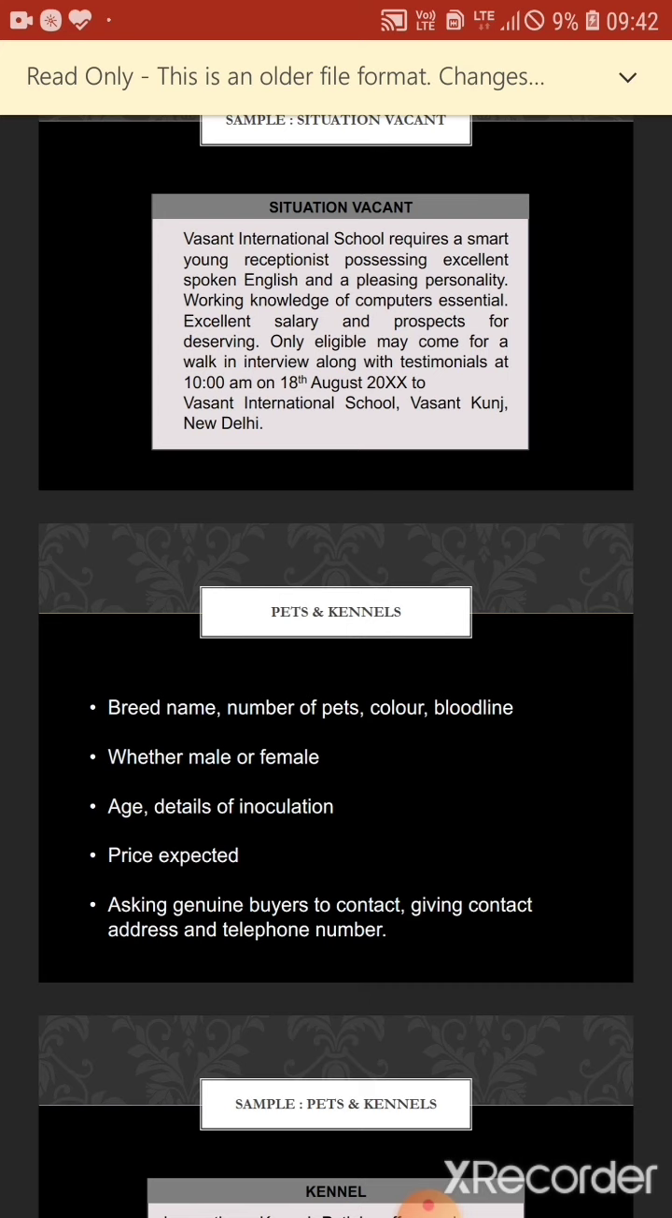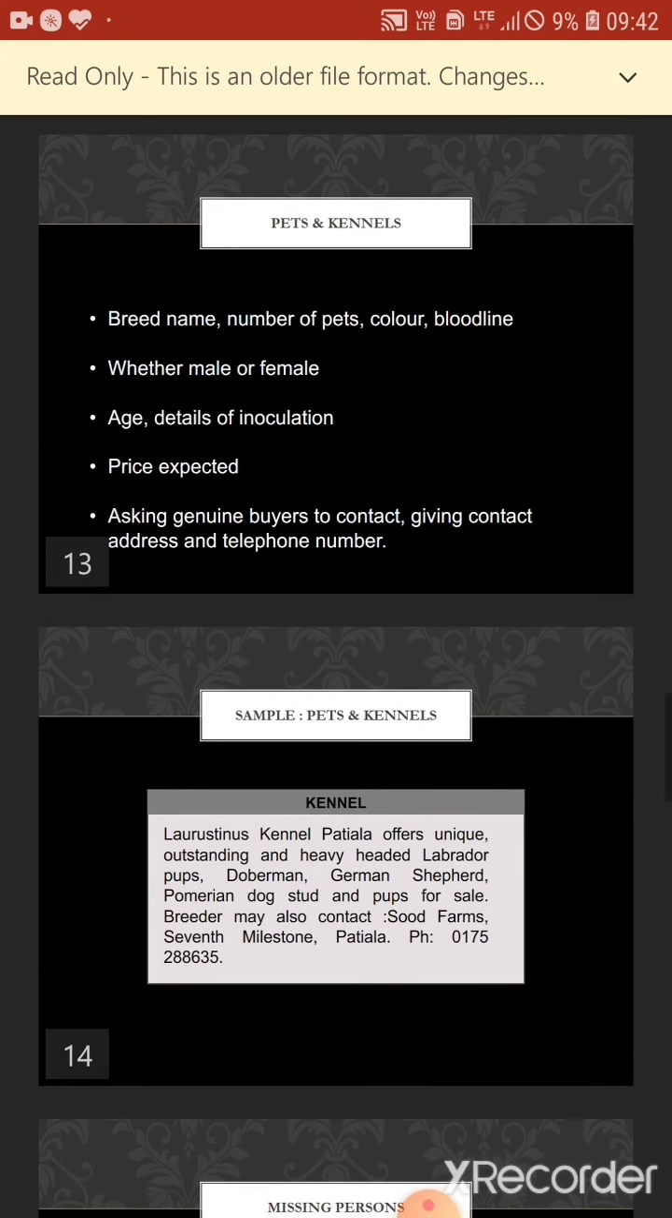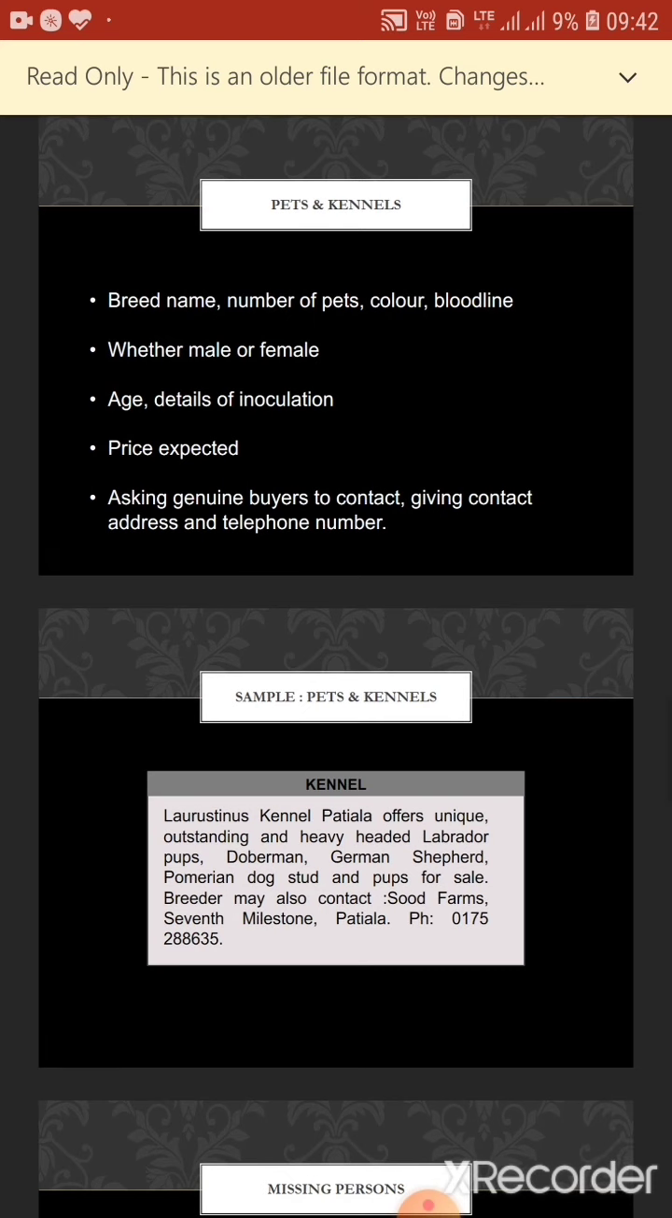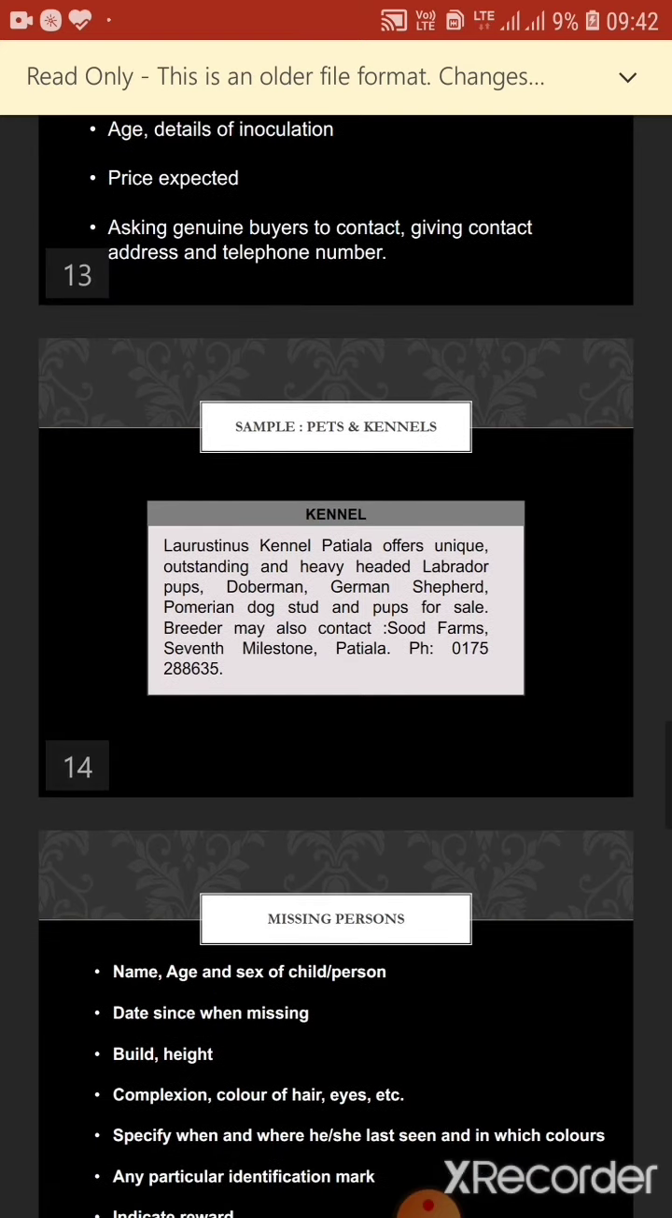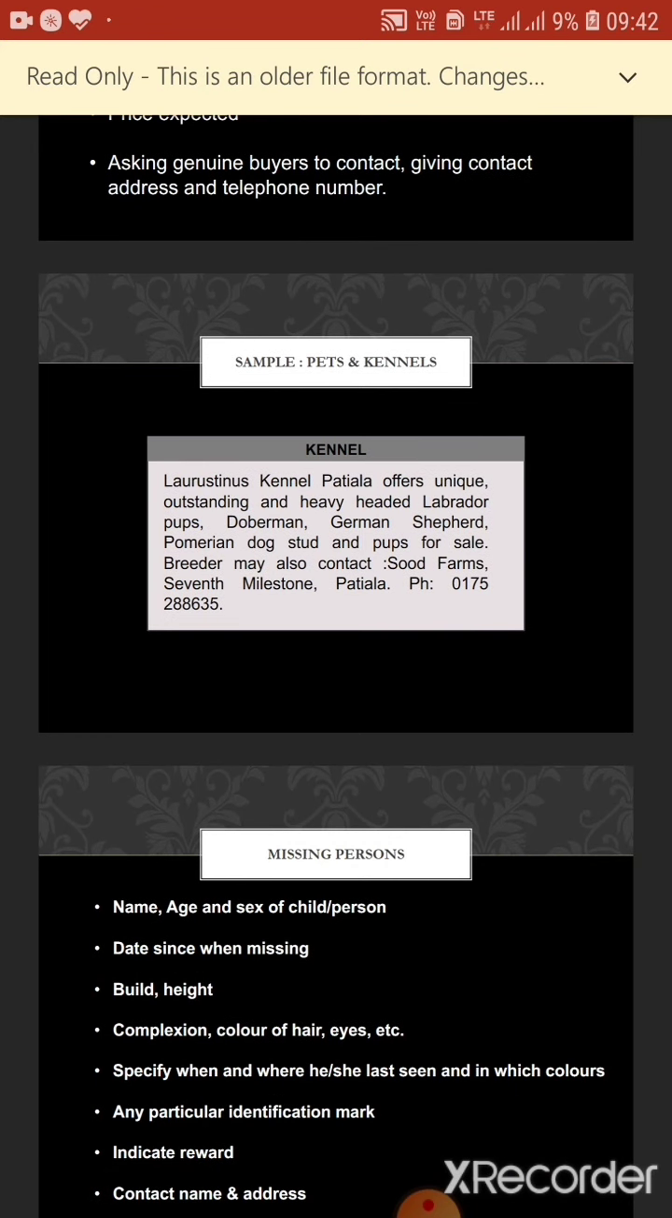The other one is about pets and kennels. If pets go missing or you want to sell them, those things also can be mentioned, like breed, number of pets, color, bloodline, whether male or female, age, details of inoculation, price expected, asking genuine buyers to contact, giving contact address and telephone number. Now one example is also given, of a kennel.